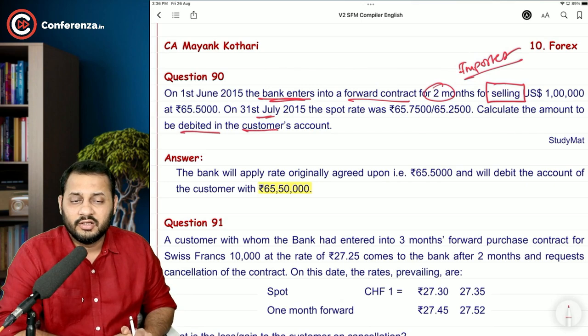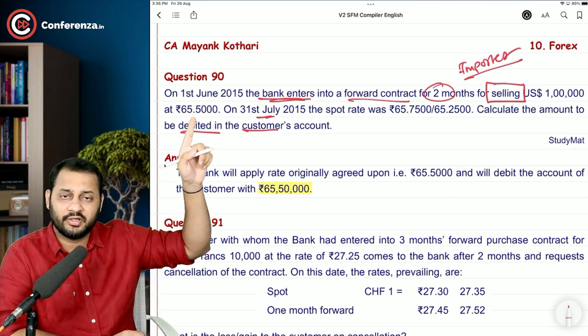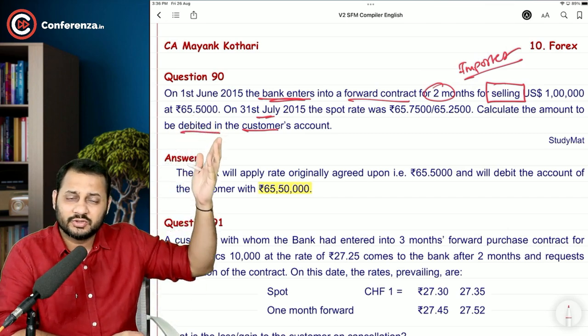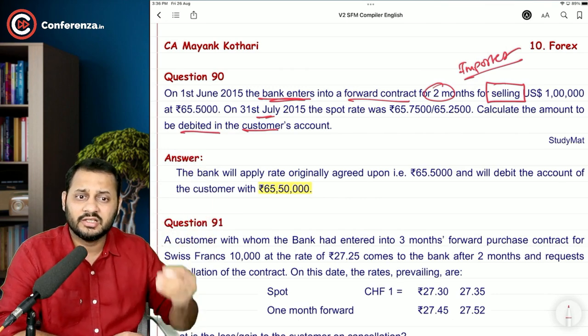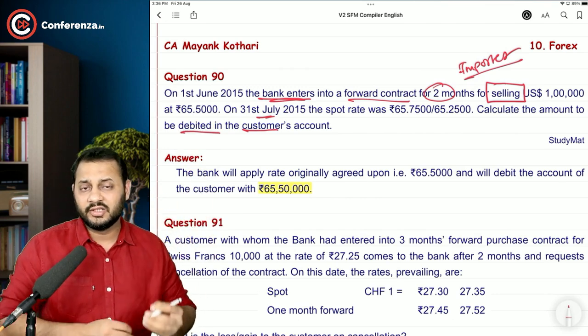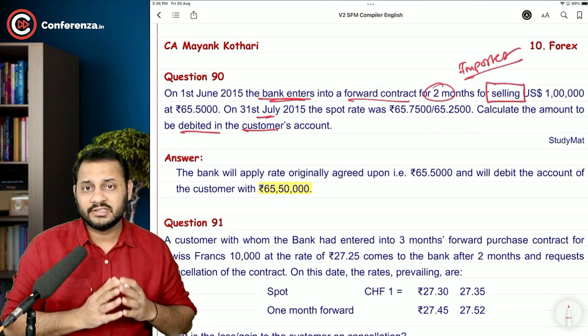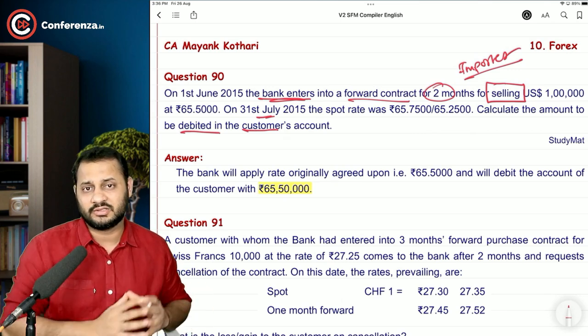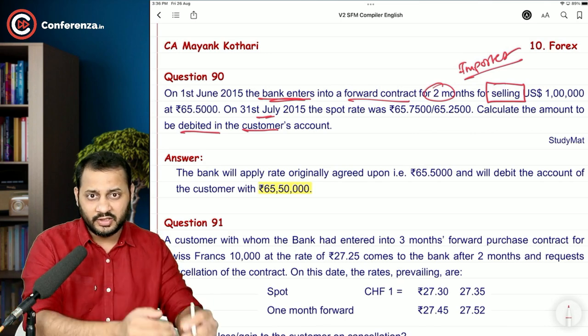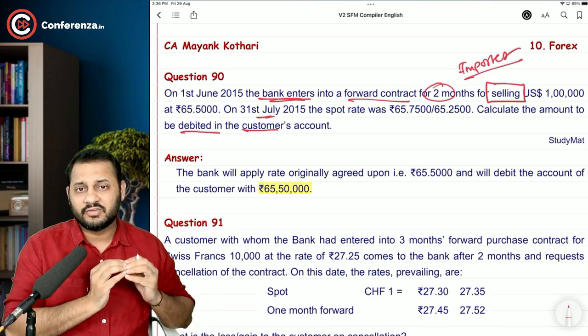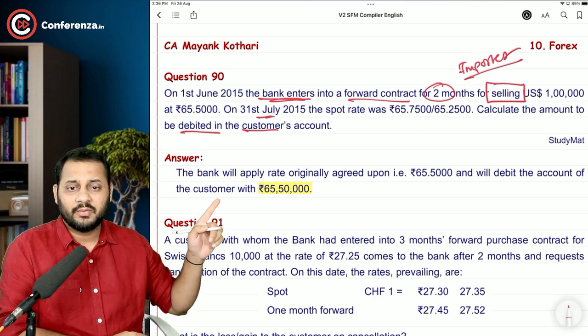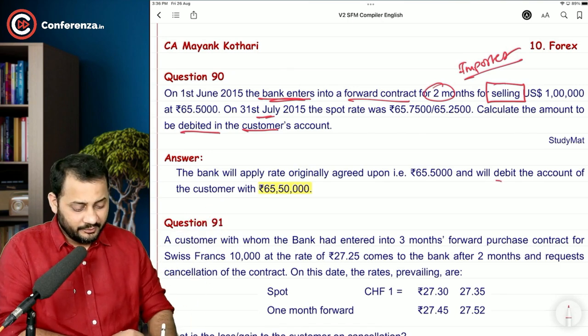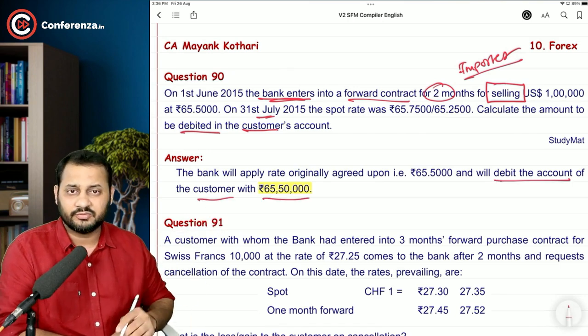He will buy $1 lakh from us and pay rupees to us at an agreed rate of 65.50. And what is happening in this question is he is delivering the foreign currency. That means he is buying the foreign currency from us. We will give him $1 lakh and receive 65.50. So the bank will apply the rate originally agreed upon, which is 65.50, and will debit the account of the customer with this much of the amount.